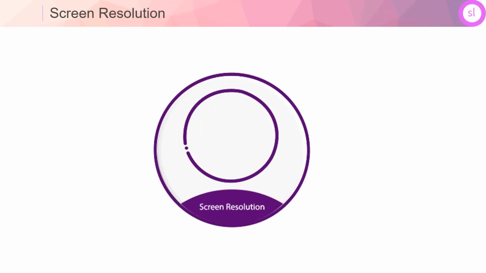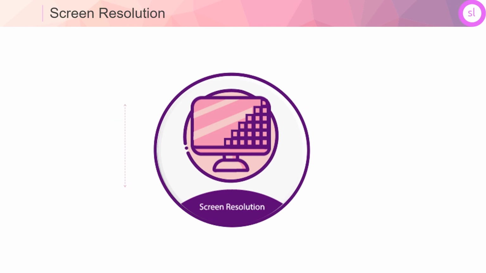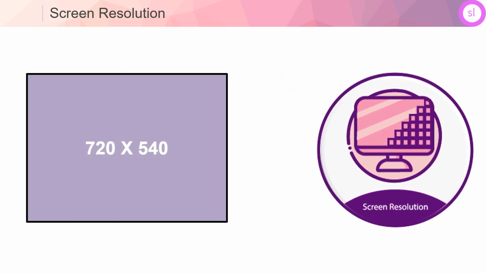Resolution, on the other hand, refers to the number of pixels, that is tiny colored dots, that a screen can display both vertically as well as horizontally. So the 720 by 540 pixel means that there are 720 pixels on the width and 540 pixels on height.